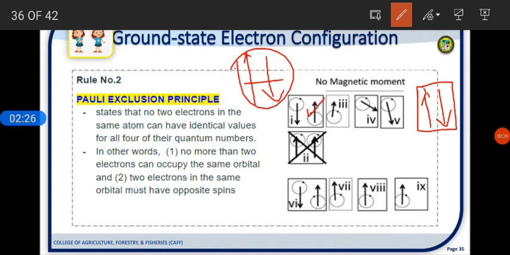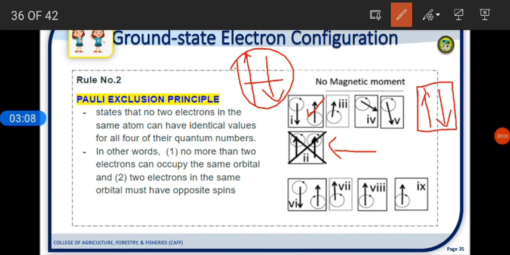Because in one box or one orbital diagram, it only contains two electrons, okay, having opposite spins. Now look at this one. Why do you think it has an X mark? It has an X mark because this representation or illustration is wrong. Look at the direction of the arrows. They have the same direction of spin. Okay, the two arrows are pointing upwards, and that is not right. So automatically that is wrong.